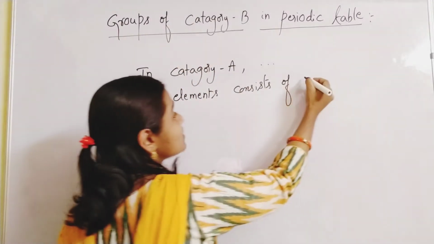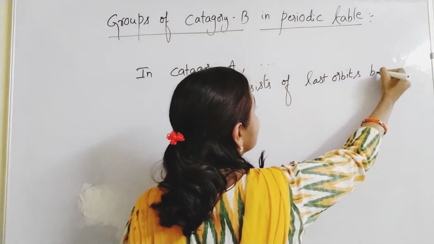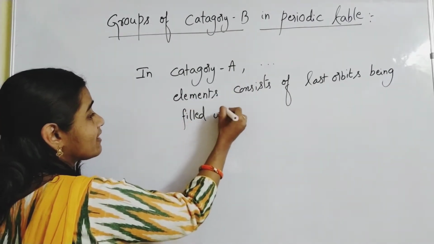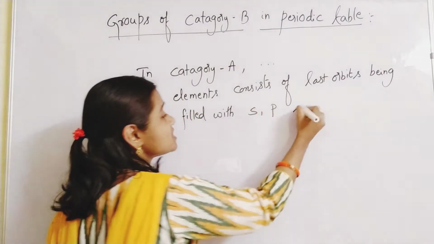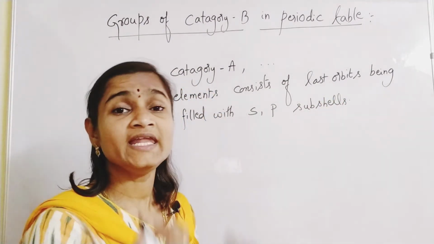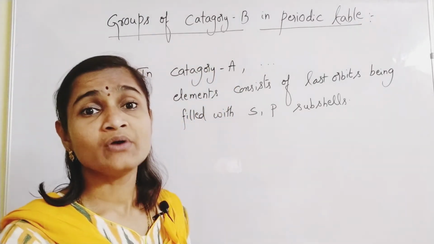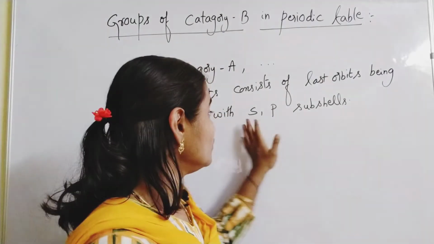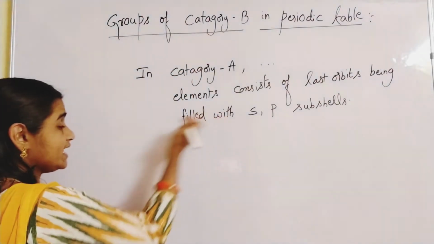Elements consist of last orbits being filled with s and p subshells only. Any group which belongs to category A, if you observe the last orbit, it is being filled with electrons only in s and p subshells. Isn't it? You can take examples.